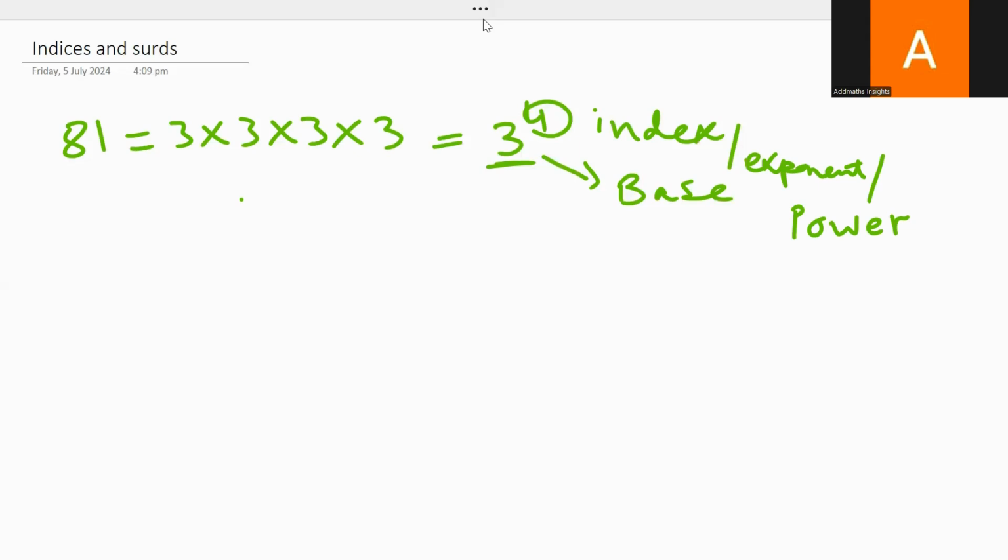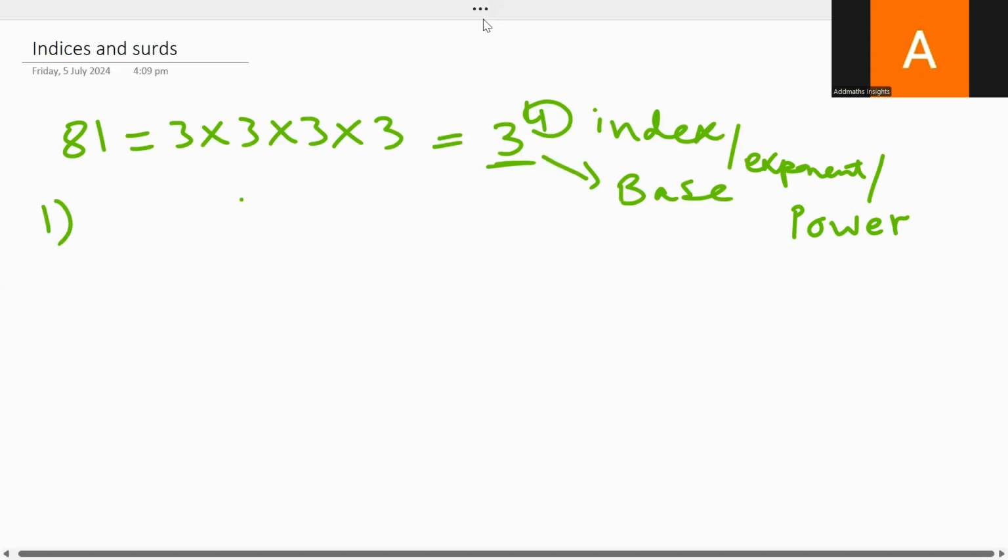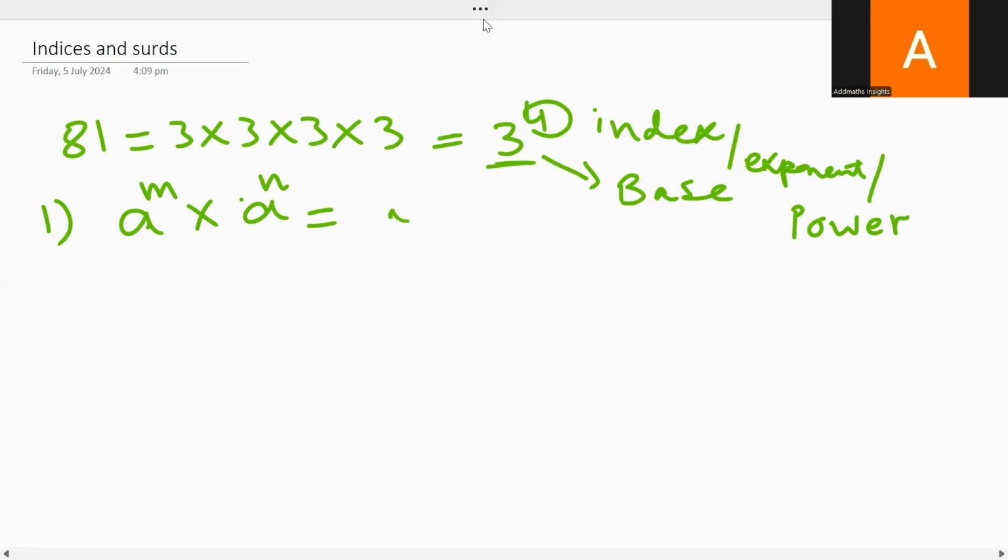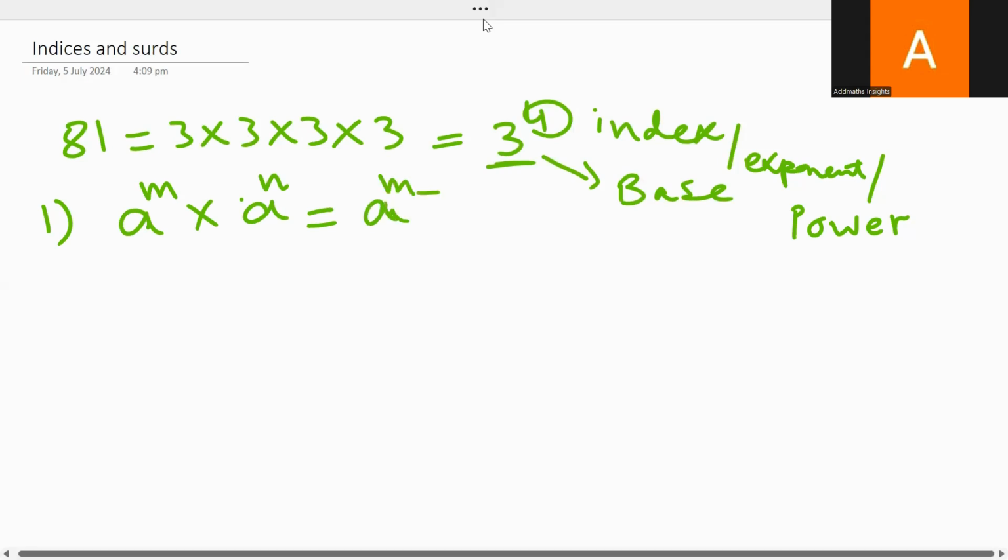The first law of indices states that when you multiply two expressions with the same bases, then we add their powers, or add their indices. This is called the first law of indices. And the second rule states that when bases are the same and you divide them, then you subtract indices.